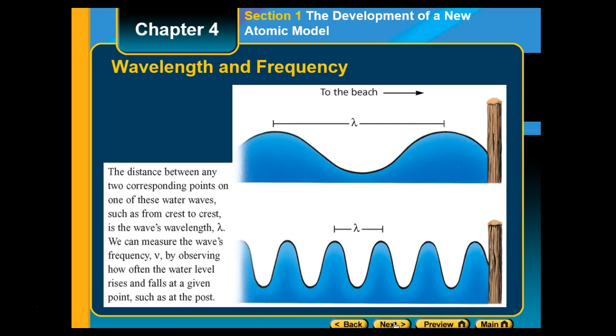So wavelength and frequency. If you look at this top picture here, the wavelength is very large. In this one, the wavelength is very short. So that is the distance. We can measure the distance they're traveling by observing how often the water level rises and falls at a given point, such as the post. If we timed this and counted how many waves and then divided it by those seconds, we would get a frequency.